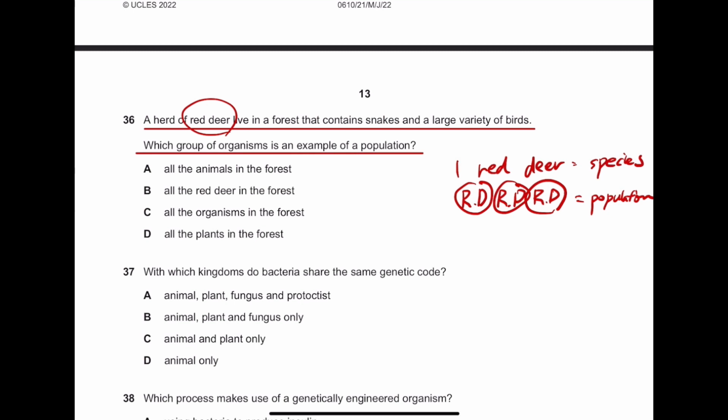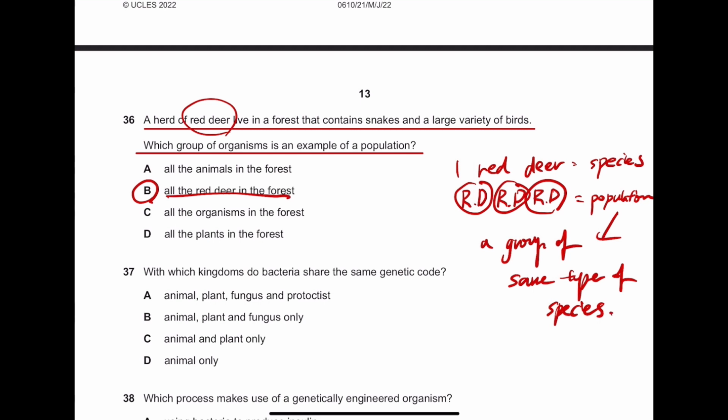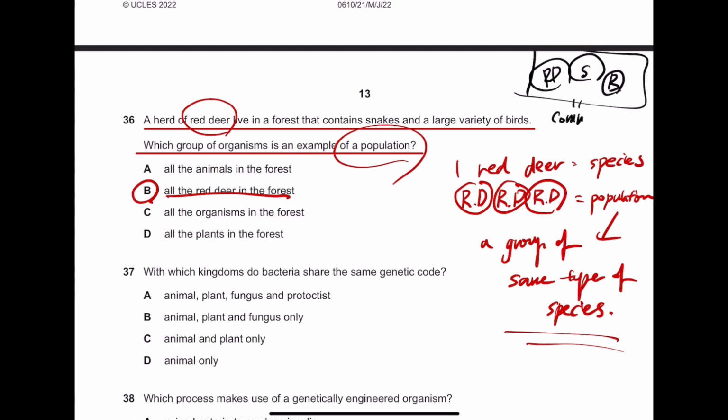So I guess B is the right answer: all the red deer in the forest. The population should have the same type of species. It's a group of the same type of species. Only one species gathered around forms a population. But if there are many populations gathered around, let's say red deer, snakes, and birds all together, that's called a community. Anyways, the answer for this question is B.